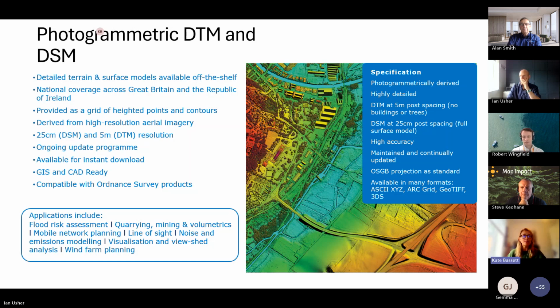The DTM is available at 5 metre intervals, while the DSM is captured at a finer 25 centimetre resolution, giving you the detail you need for both strategic planning and on-the-ground asset management. So just to summarise, Blue Sky height data provides housing associations with actionable insight to support better decision-making around asset management, sustainability and community development.